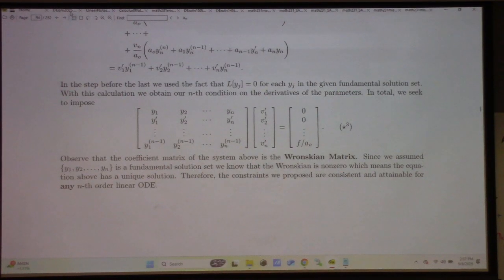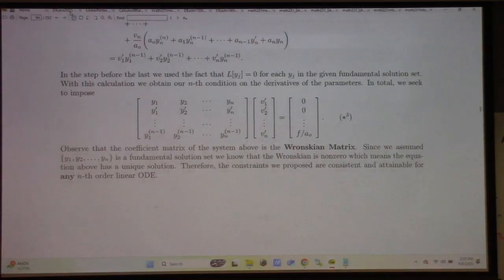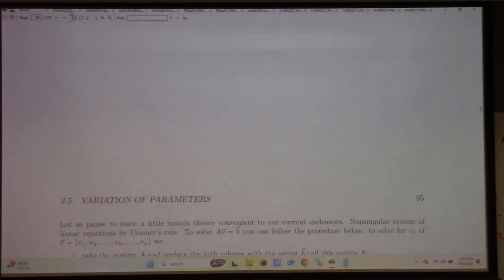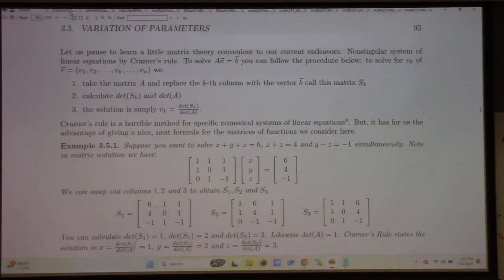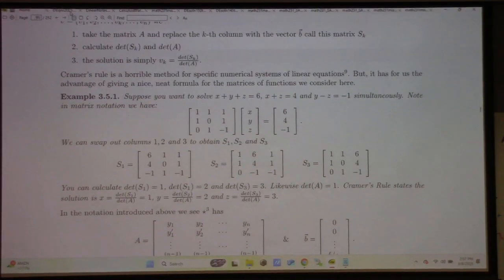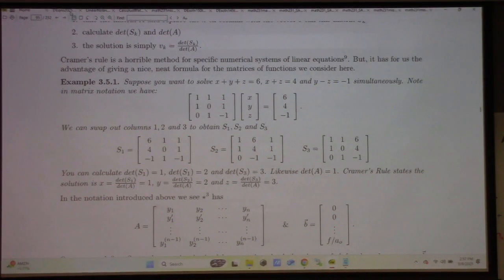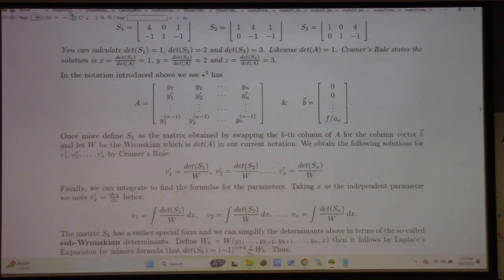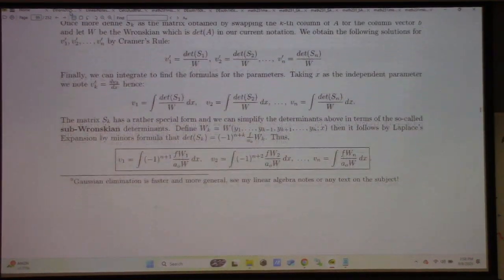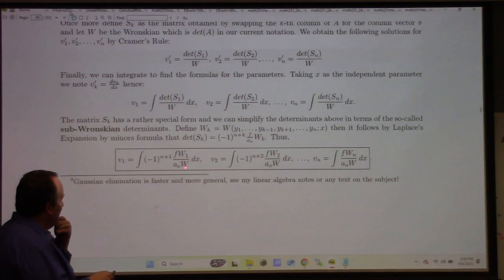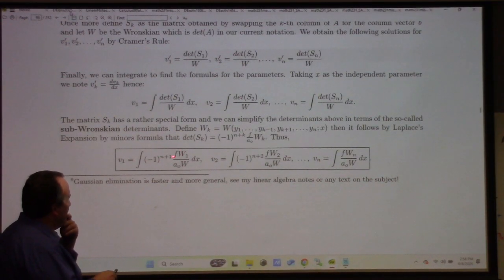If you guys know Cramer's rule. Remember Cramer's rule from circuits? Some of you? Well, that's an example of Cramer's rule, but anyway, so we have stone cold formulas: you just calculate the sub-Wronskian, divide by the Wronskian, integrate that thing times the inhomogeneous term, that gives you the first parameter and so forth.